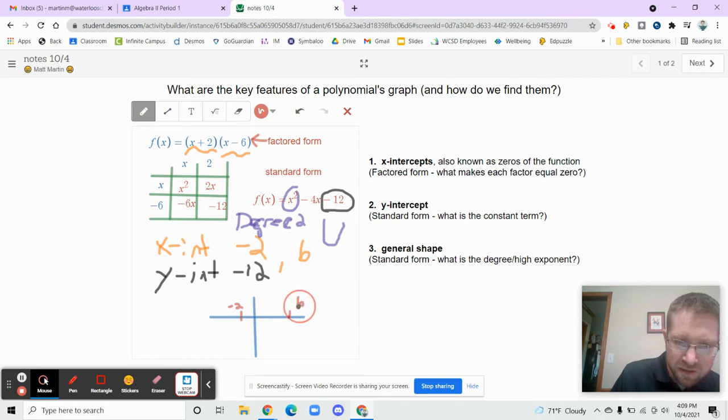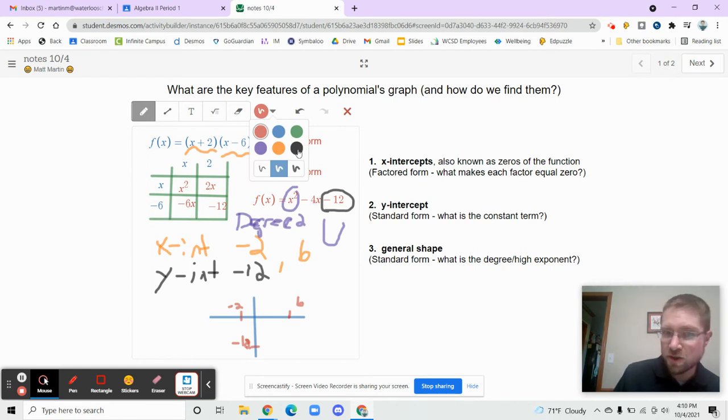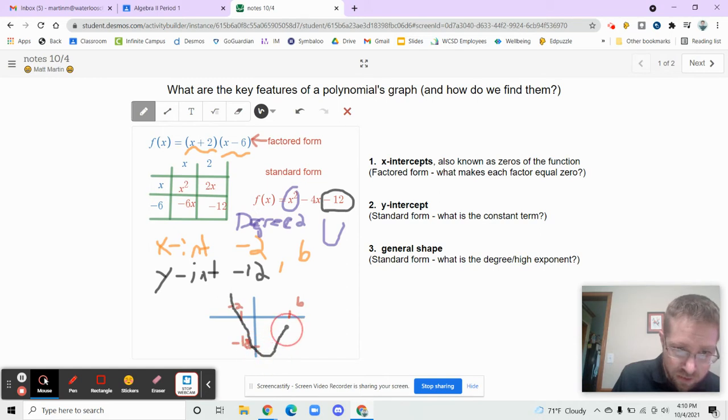I know that my U-shaped curve has to pass through those points, as well as the y-intercept, which I wish I had gone down a little bit lower here, but I'm going to call this negative 12. It's probably a little bit lower in practice, but whatever. And then I should make a U-shaped curve that goes through those 3 points. And so here I go. Whoa! This is pretty rough with a mouse, but that's very roughly speaking what the graph should look like: a U-shaped curve passing through the x and y intercepts.